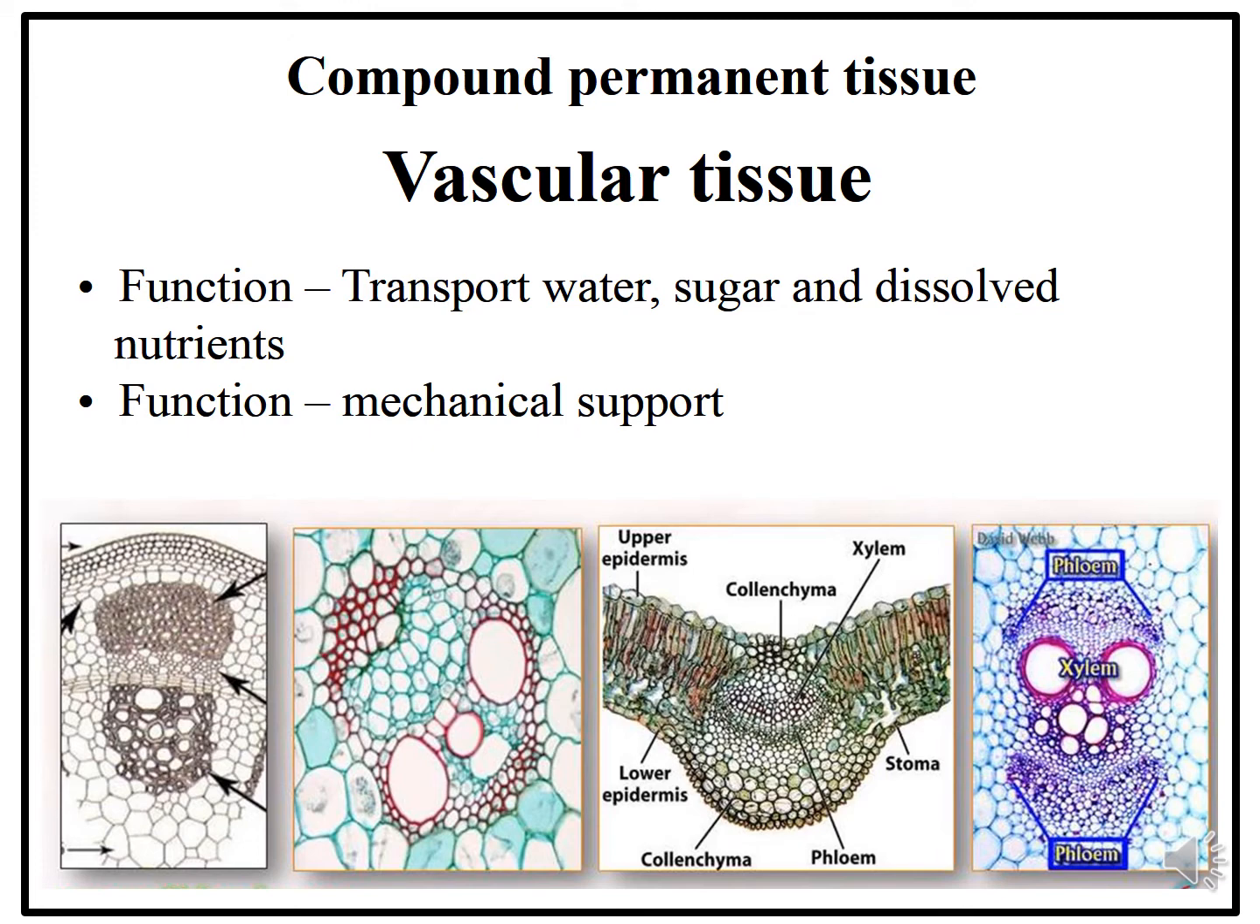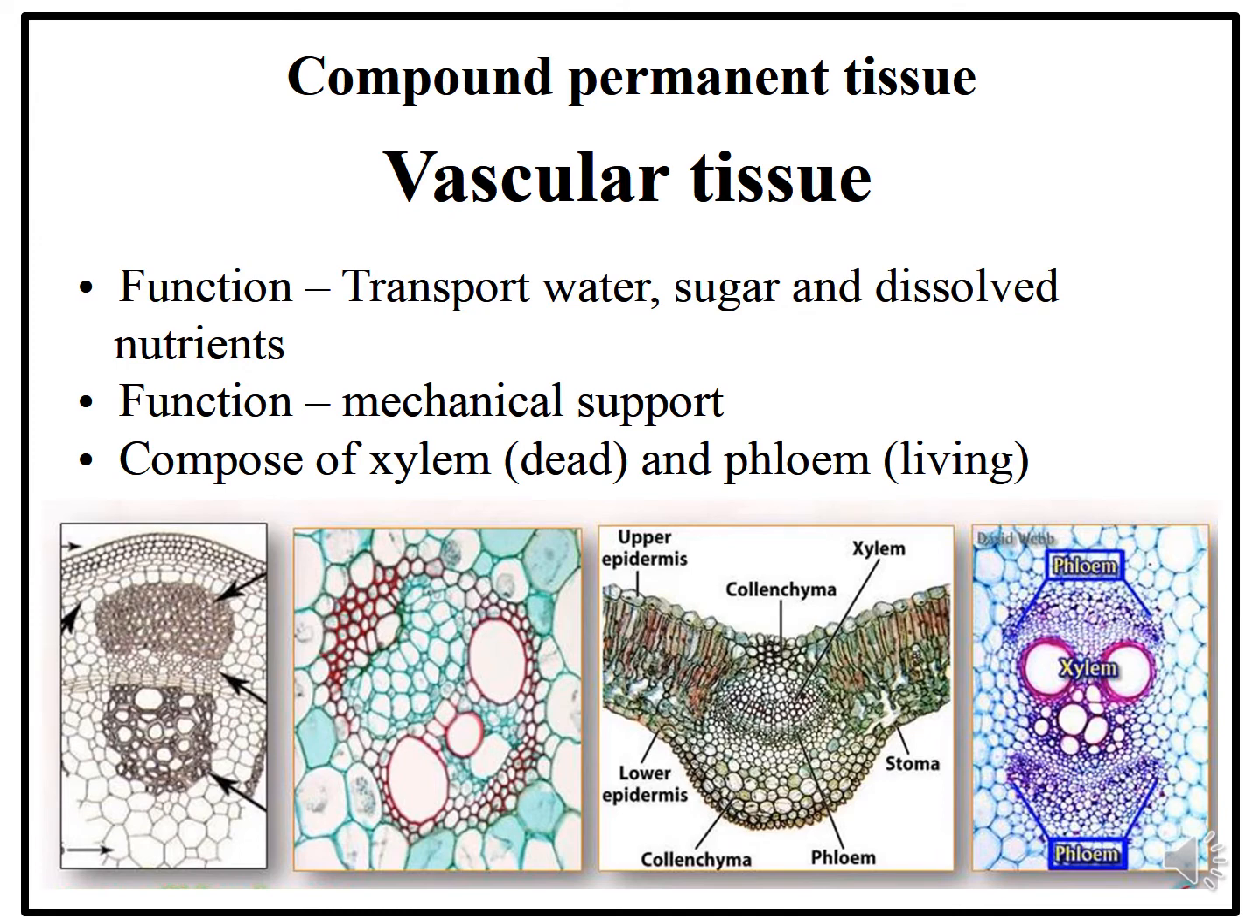It also provides mechanical support to the plant, and it is composed of xylem and phloem. Xylem is dead cells and phloem is living cells. We'll look at both of these just now.